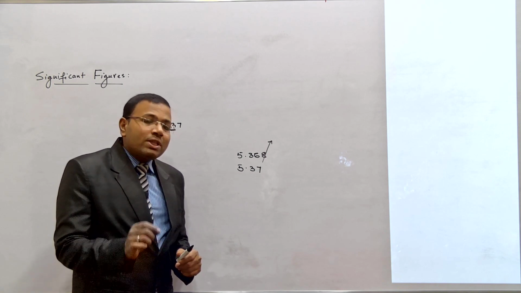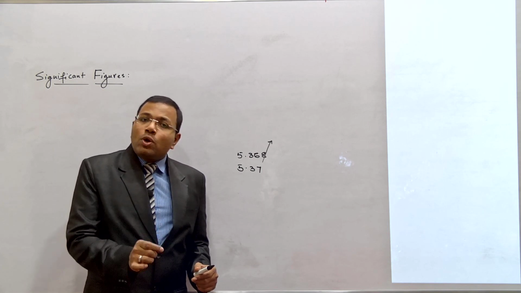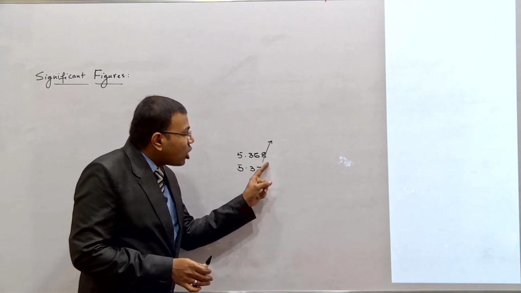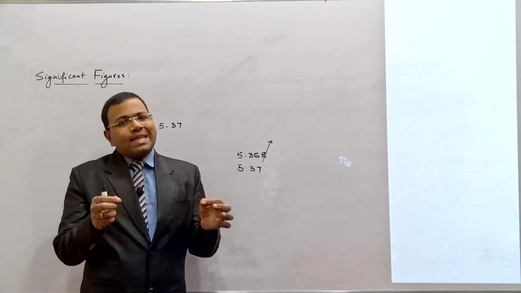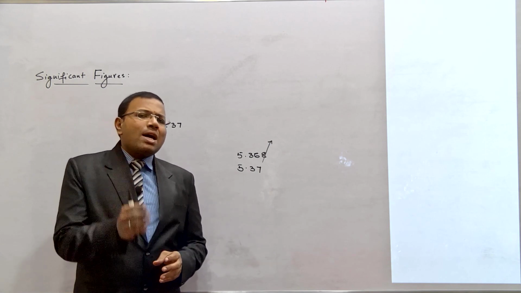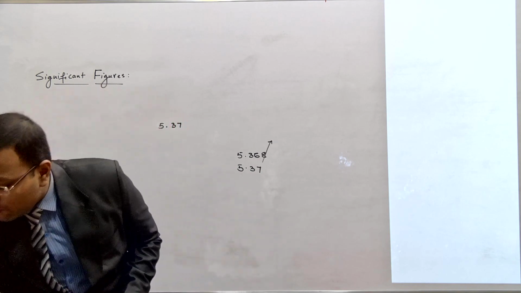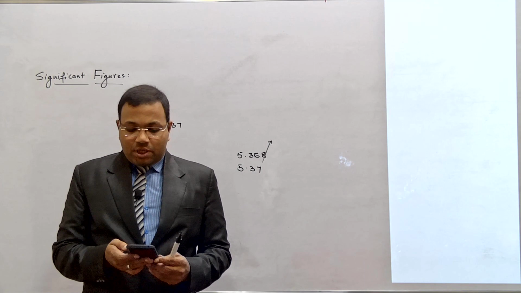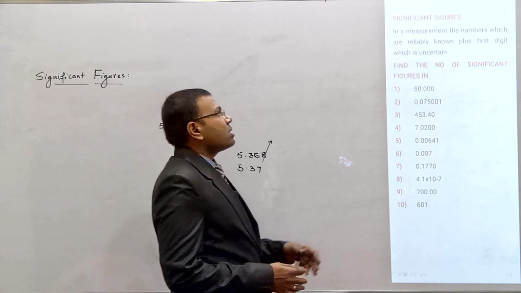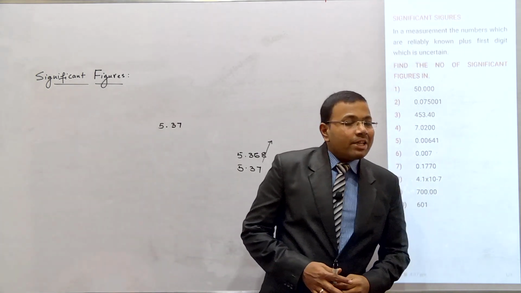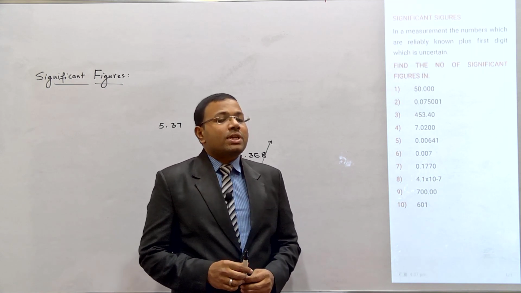So I said just now that the last digit which we are getting is uncertain. The reason is, again I repeat, we don't know whether we are getting this 7 after rounding off the numbers or after exact measurement of the physical quantity. So the last digit always remains uncertain. So significant figures, let us see the definition: in a measurement, the numbers which are reliably known as well as the one digit which is uncertain give you the significant figures.